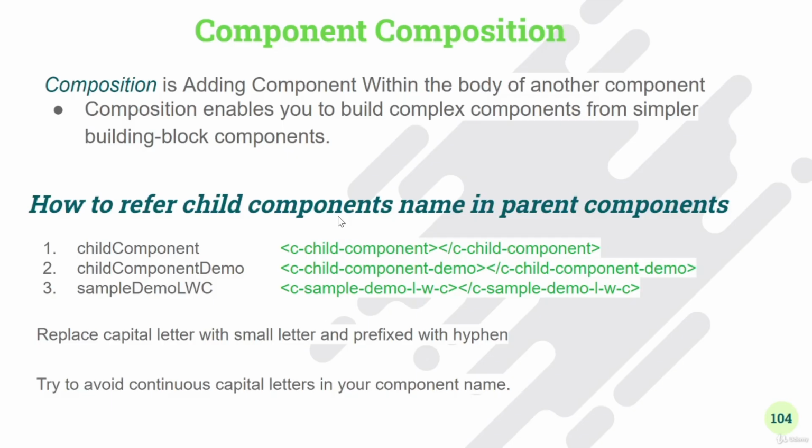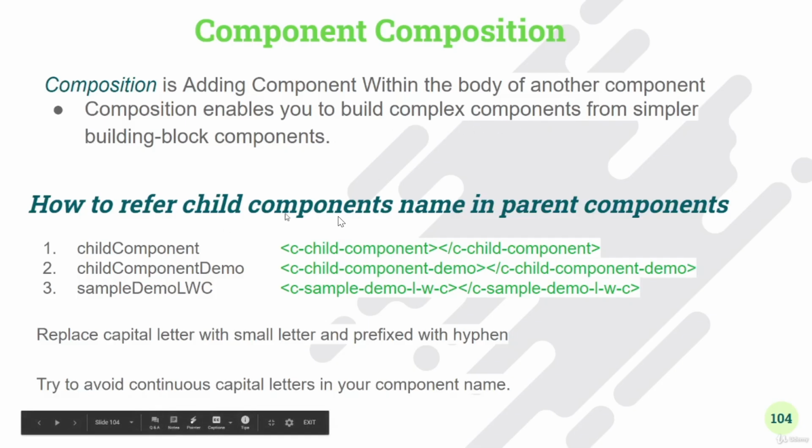There are many benefits of small components: they're easy to test, more reusable, and they give you the freedom to write clear code, which is more readable, right? So we always try to build small components. Once your small components are ready, we integrate them in the bigger component, or the parent component, and that's how we build the bigger app. Composition enables you to build complex components from simple building block components.